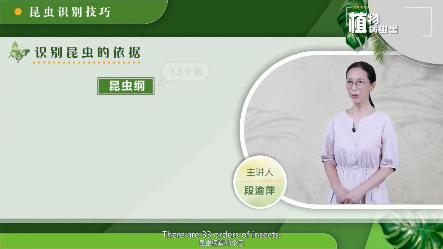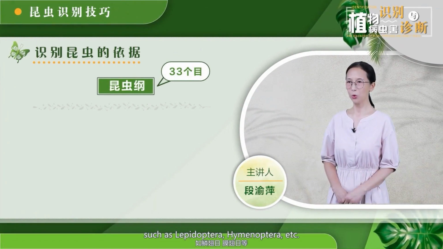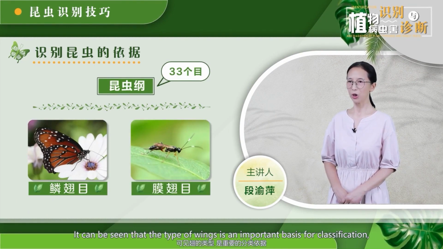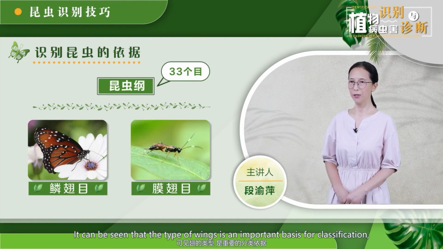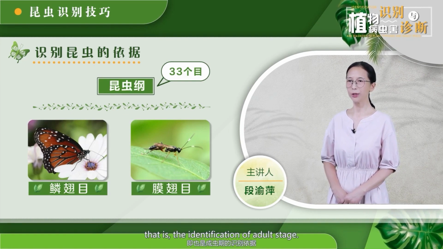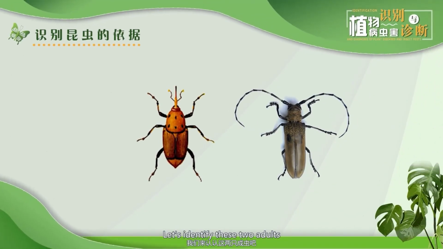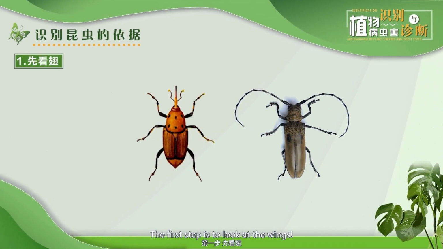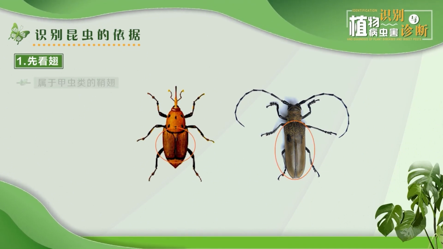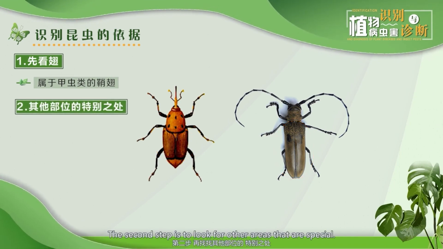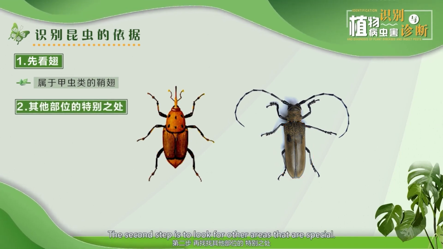There are 33 orders of insects, such as Lepidoptera, Hymenoptera, etc. It can be seen that the type of wings is an important basis for classification, that is, the identification of the adult stage. Let's identify these two adults. The first step is to look at the wings. These are the elytra of the beetle. The second step is to look for other areas that are special.